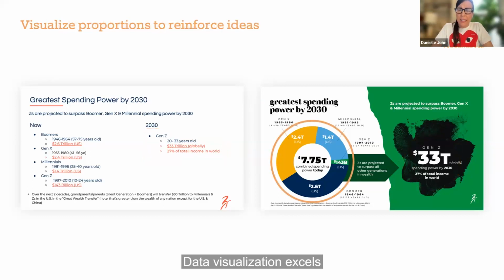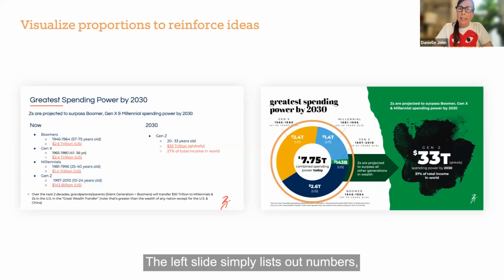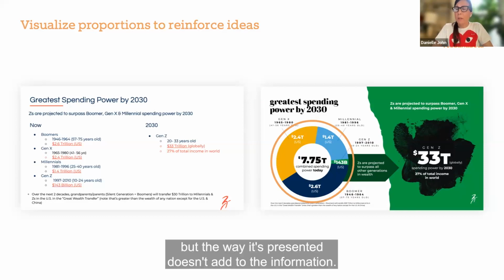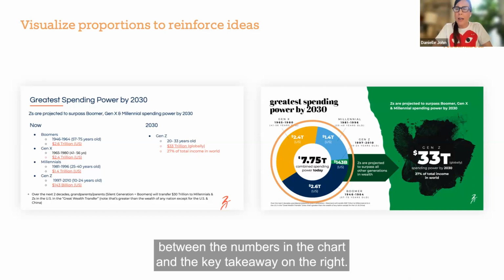Data visualization excels at reinforcing relationships and proportion. The left slide simply lists out numbers, but the way it's presented doesn't add to the information. The refined version on the right uses a chart that helps show the relationship between the numbers in the chart and the key takeaway on the right.